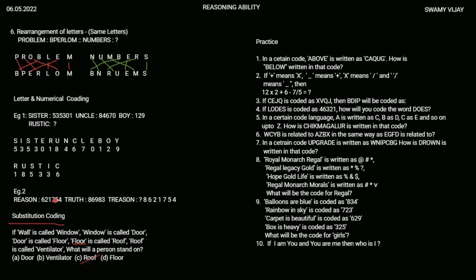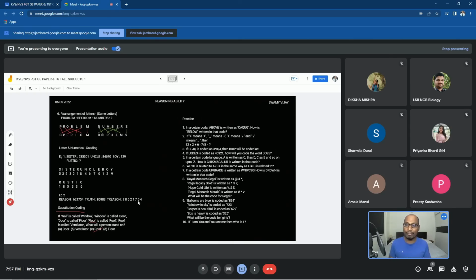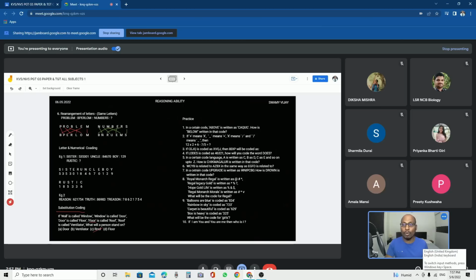Substitution coding means, for example, if sun is called moon, then what is moon, Diksha? Sun. Alright, if sun is called moon and moon is called Mars, then what is Mars? Moon, sir. Correct. If sun is called moon, moon is called Mars, and Mars is called Earth, then what is sun? Moon, sir. Correct. So likewise substitutions we can go with. So these are the 3 different methods: letter coding, letter and number coding, and substitution coding, explained in this class for coding and decoding.